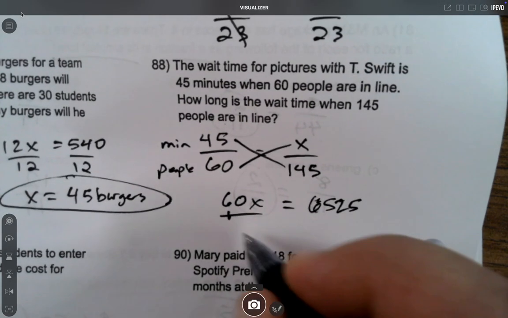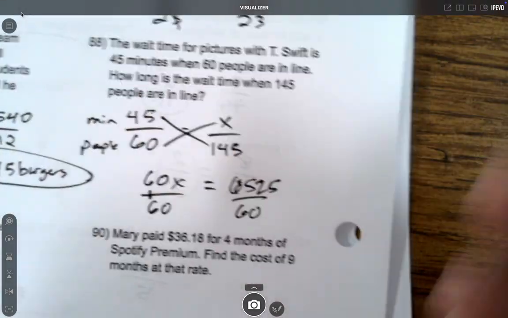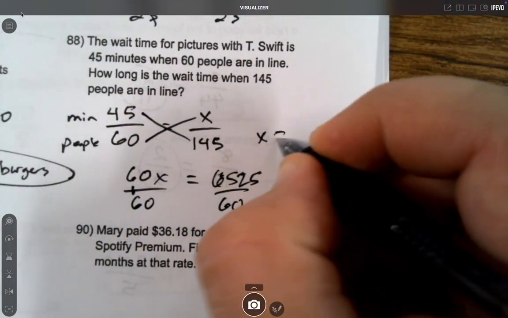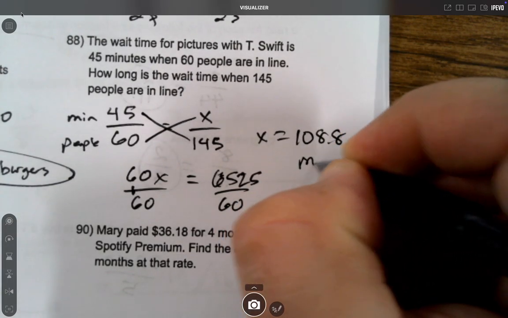And then I divide both sides by 60. And I get that the wait time will be 108.8 minutes.